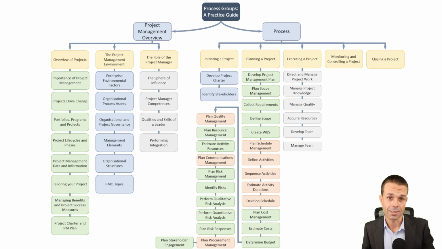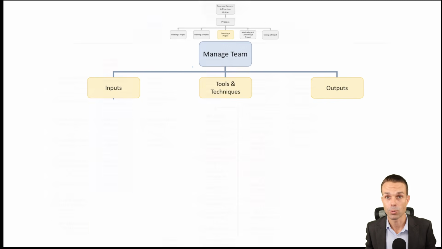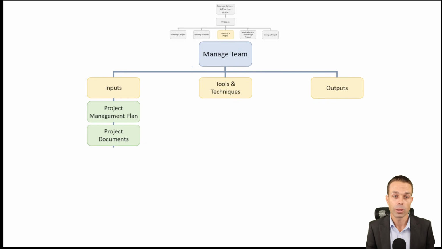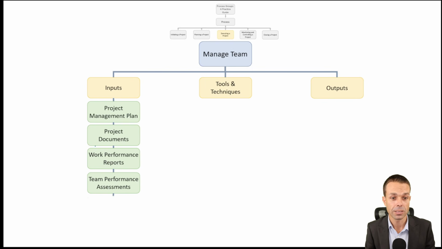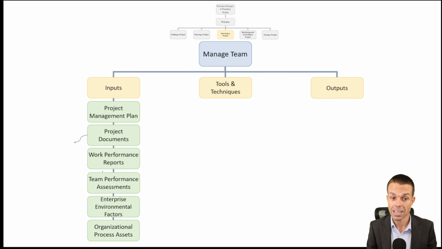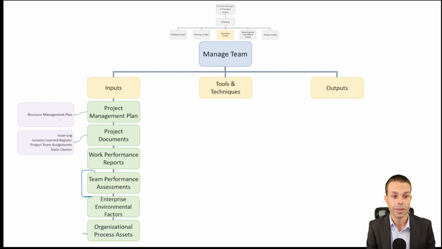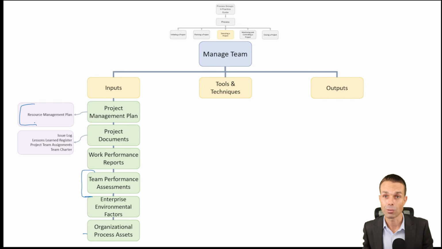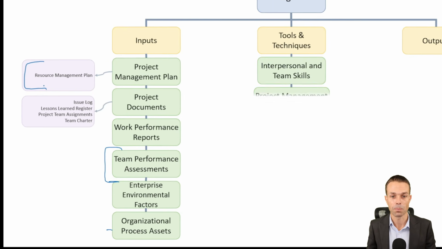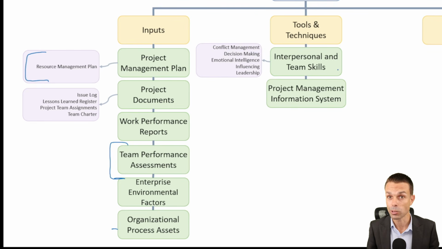Once we start developing our team, we can manage the team as we go through our project. With the project management plan, project documents, work performance reports, team performance assessments that we've gathered, EEFs and OPAs, and of course the process comes from our resource management plan. We're going to need tools like interpersonal and team skills for conflict management.